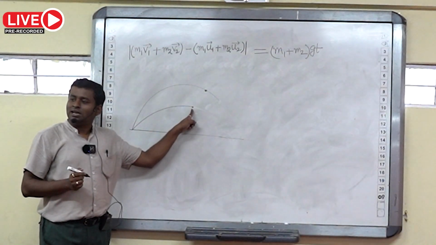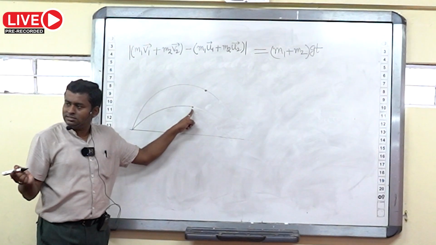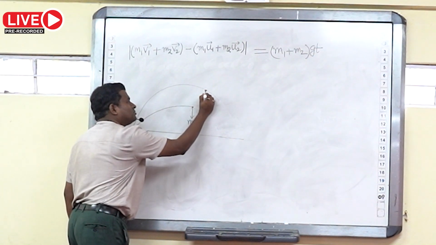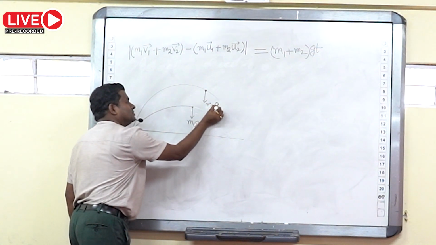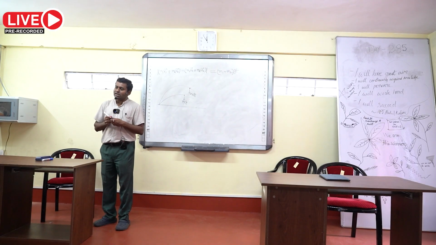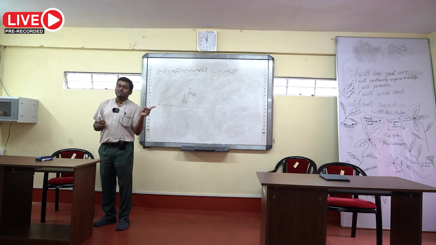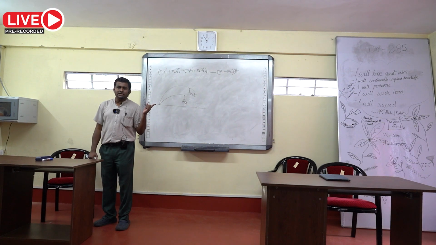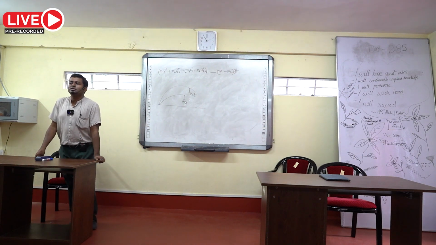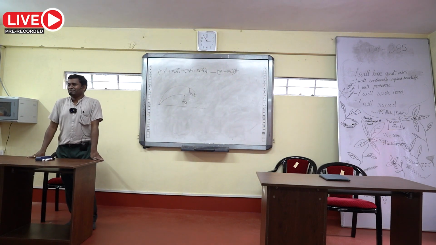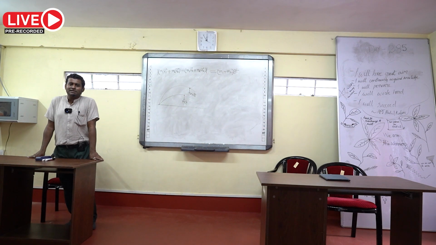What is the force on the particle? Only gravity. In which direction? What is the force on this particle? So what is the total force on both the particles? m1g plus m2g, and after how much time is this velocity given? t. Force into time is impulse. Impulse means change in momentum.